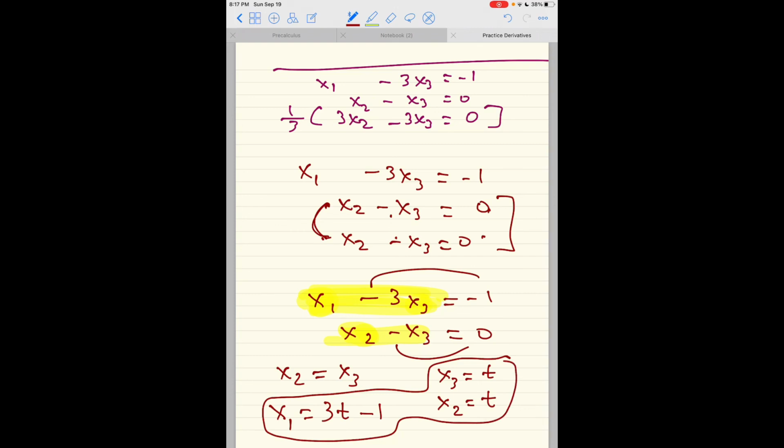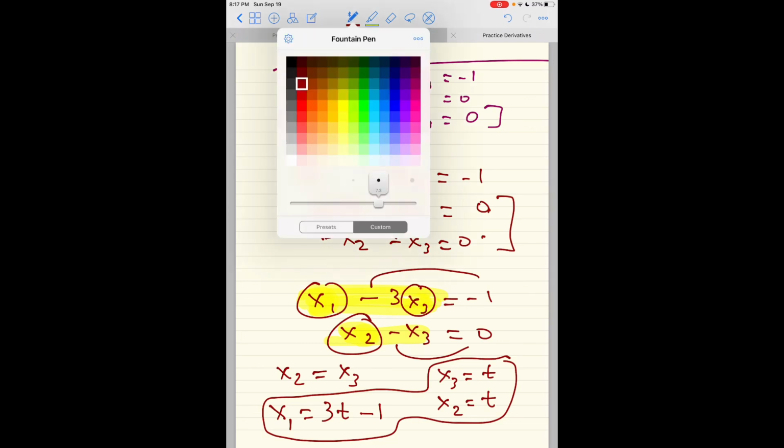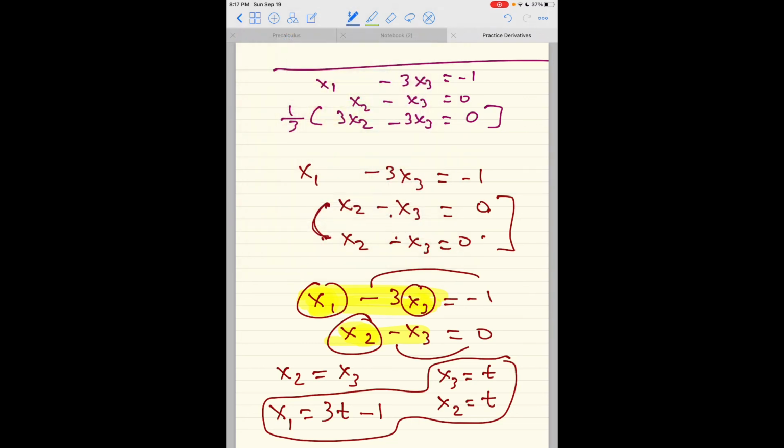But the most important thing is that we basically have 3 variables and only 2 equations, which means we can just assign, we're going to have infinitely many solutions. We can assign t, let's say 7, that makes this 7, that makes this 20, and so on. So that's how we come up with finding our infinitely many solutions.